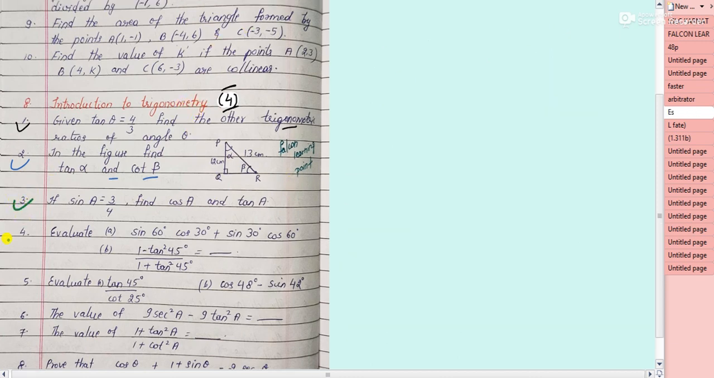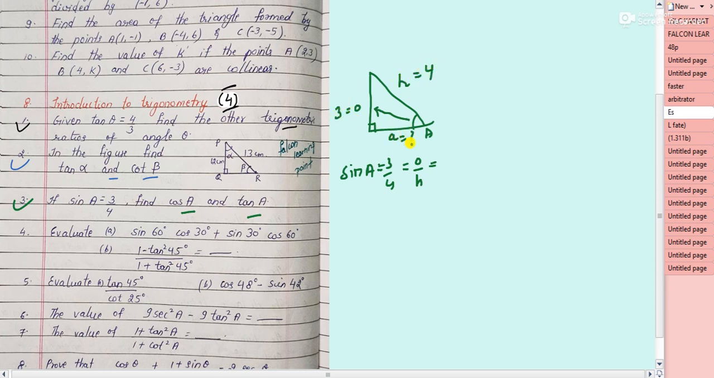So question number 3 says, if sine A is equal to 3 by 4, find cos A and tan A. Again, A represents the angle. So this means this is A. They have given sine A as 3 by 4. It means what? They have given O by H. So if theta is here, this is opposite, 90 is here, this is hypotenuse, this is A. So they have given O as how much? 3. H as how much? 4. Again, what is A? So we need to find it.